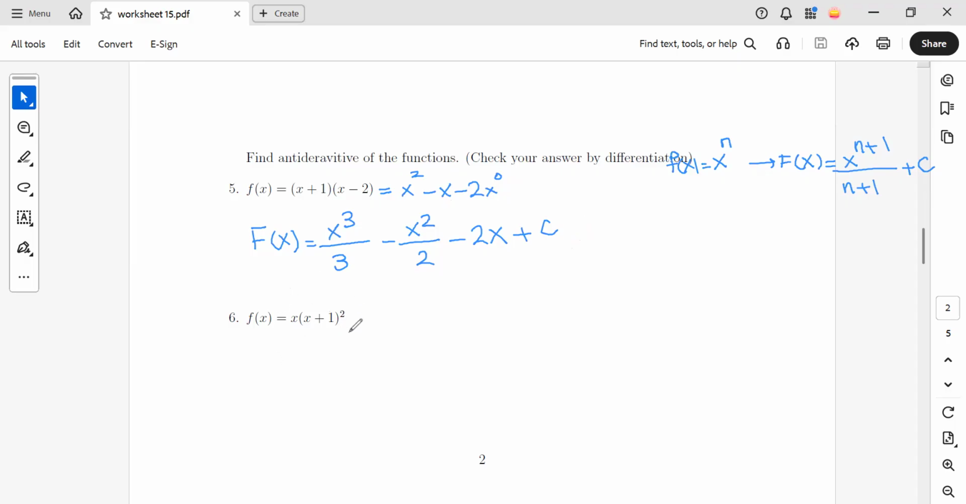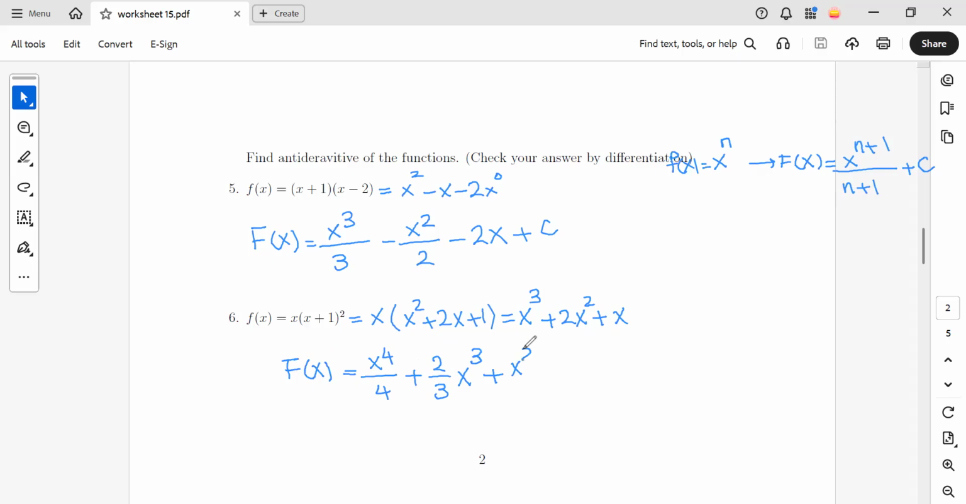Number 6, again, we're going to expand it, simplify it, and then find the antiderivative. So it will be x squared plus 2x plus 1. After multiplying x to it, we would get x cubed plus 2x squared plus x, and then we're going to find antiderivative, which is x to the fourth over 4, following the formula that we already talked about, plus 2 over 3 x power 3 plus x squared over 2 plus the constant c.